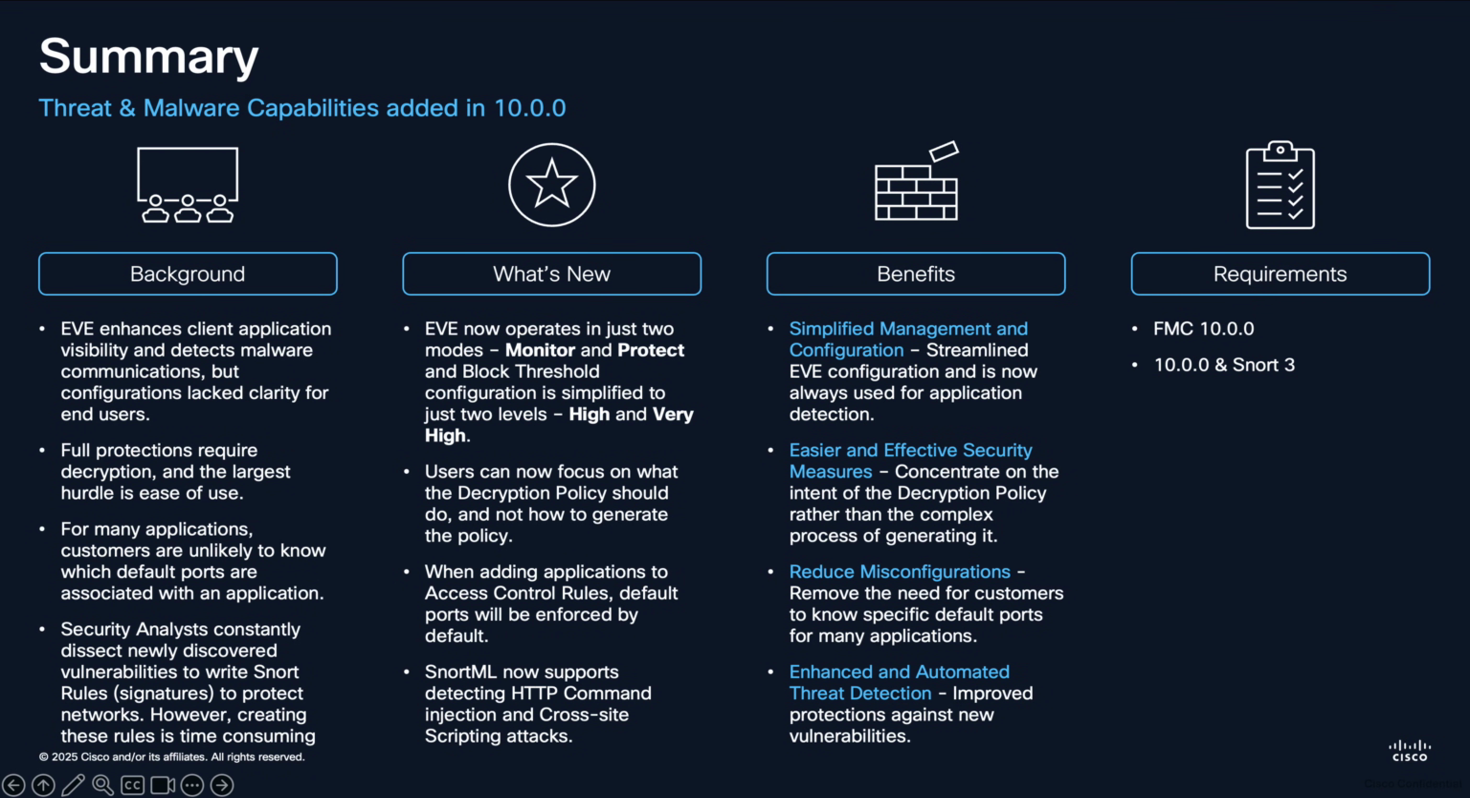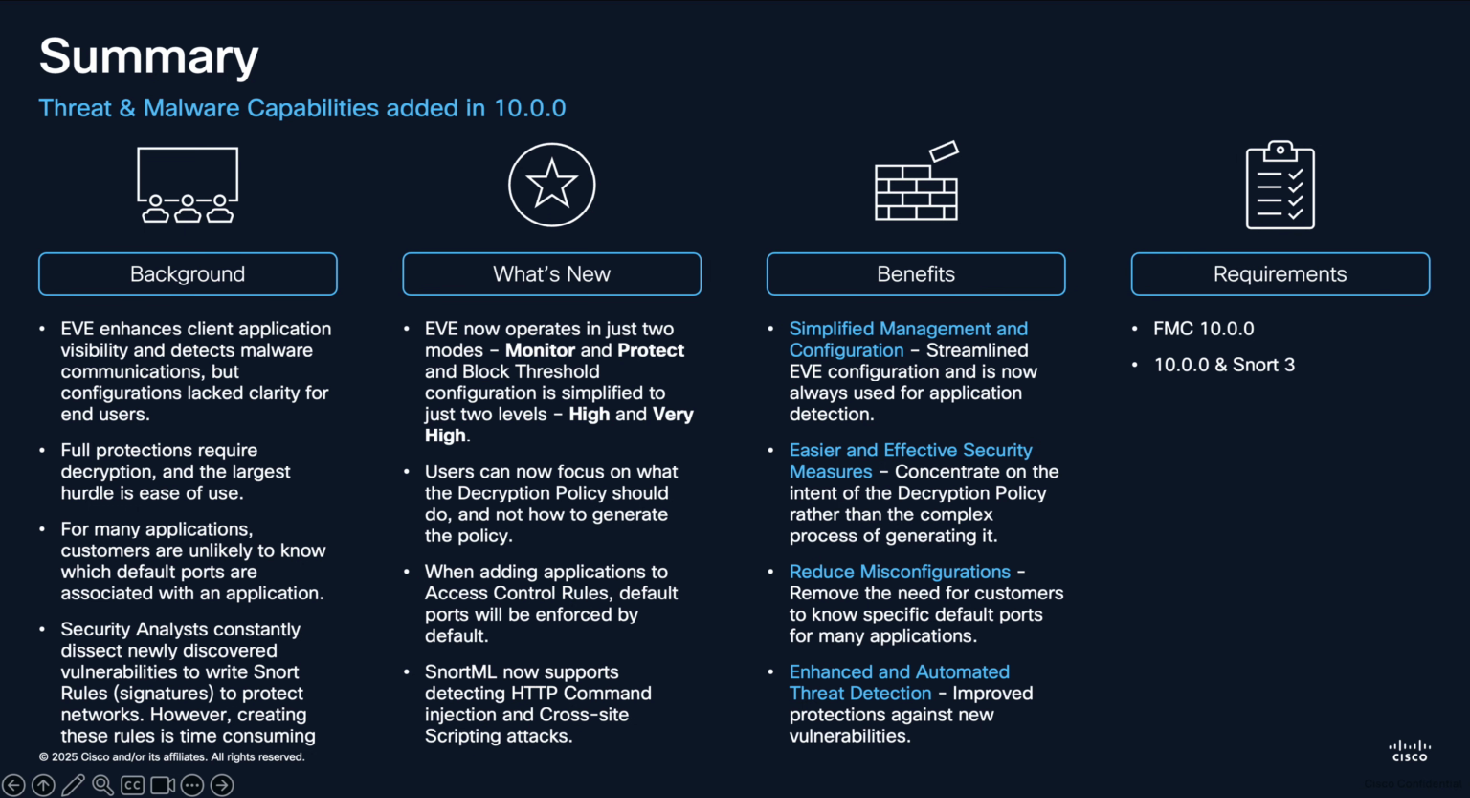Historically, while Eve has been great at enhancing client application visibility and detecting malware, the configurations often lack clarity for our end users. We also recognize that achieving full protection often requires decryption, and the biggest hurdle there has been ease of use. Furthermore, many customers struggle to know which default ports are associated with specific apps, leading to potential configuration headaches. And finally, for our security analysts, the constant need to write new Snort rules for every newly discovered vulnerability is incredibly time-consuming. So these were the core problems we set out to solve for this release.